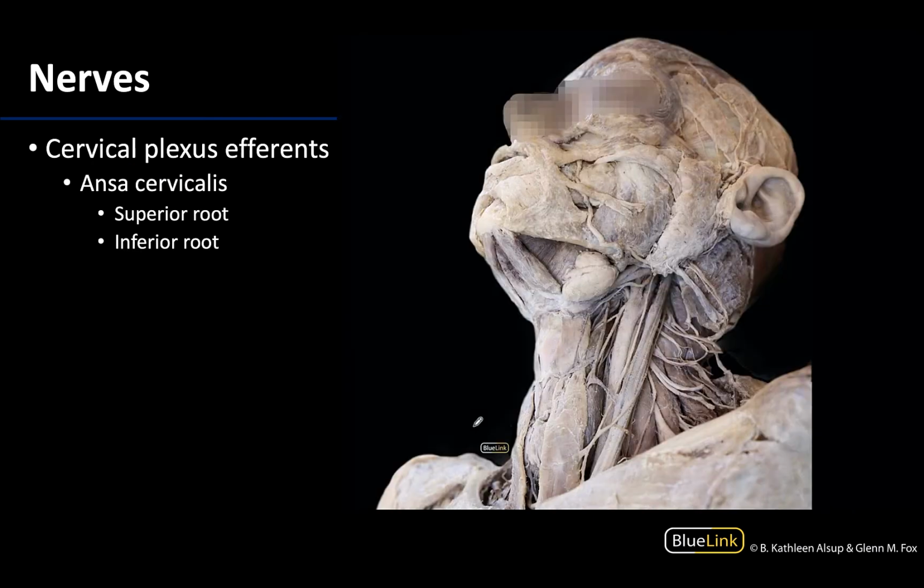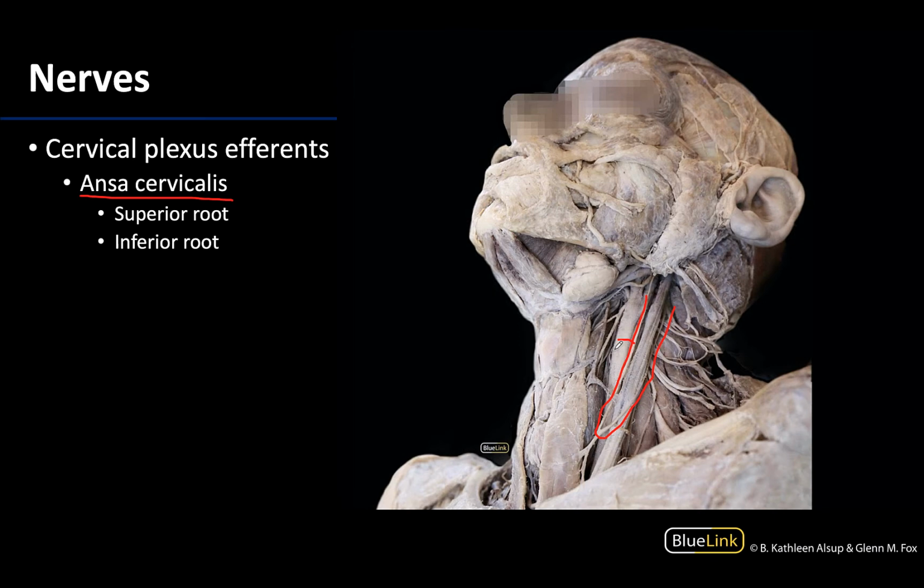Let's move on to the efferent branch. And the efferent branch from the cervical plexus that we want to discuss has a super duper fancy name, which is the ansa cervicalis. This is a delicate loop, and I'm going to kind of draw along where it's located. A delicate loop of nerve consisting of 2 roots. Sometimes these roots are referred to as limbs. The superior root is right there. It's typically the easier one to locate.